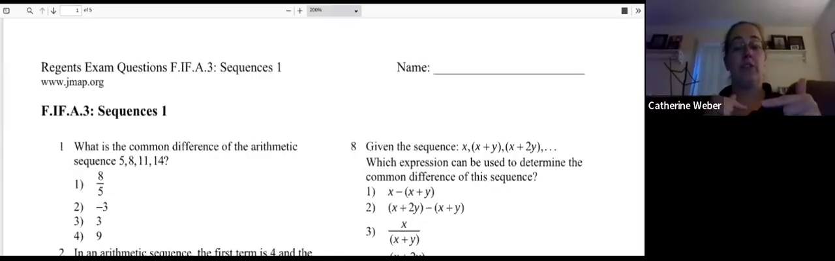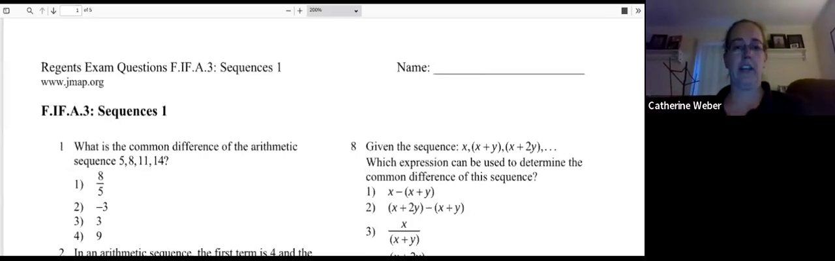If I did it the other way around, 32, 16, 8, 4, 2, 1, that would be a common ratio of 1/2, because I'm reducing them by a half each time, or cutting them in half, multiplying by half, dividing by 2, what have you.